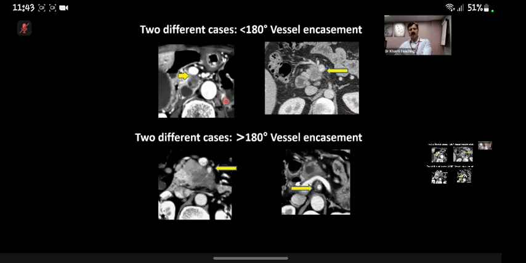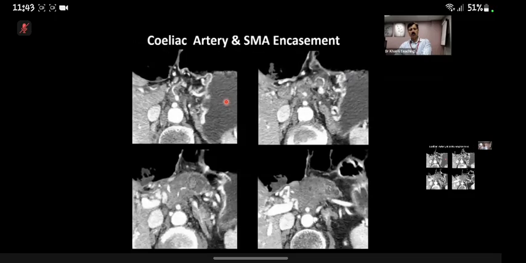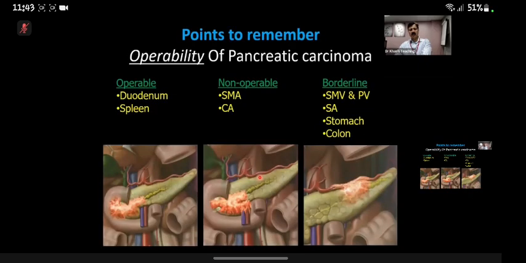It might still be possible. On the other hand, if the celiac artery and SMA are involved, then there is no hope. No surgery can be performed. This is a case where this is the celiac artery, and you can see that the tumor is completely encasing it. Take home, this is a very important slide where it tells you that if the SMA and celiac artery are involved, it is inoperable. If duodenum or spleen is involved, don't worry. Why? Because if spleen is involved, you can just do splenectomy with pancreatic surgery.